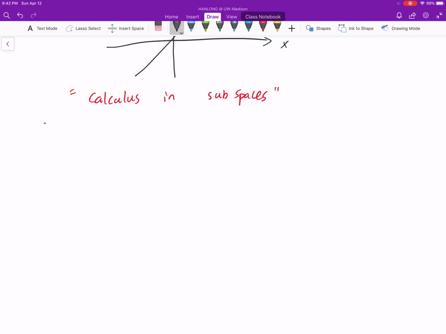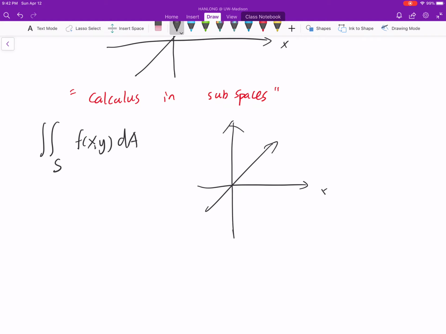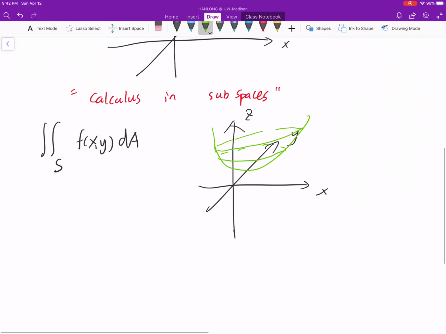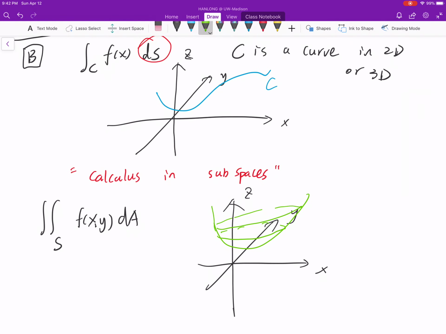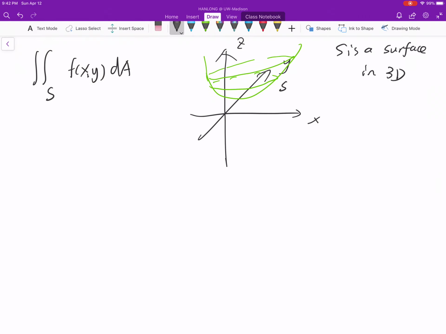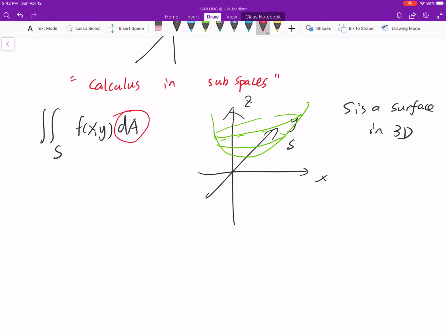Okay, a little bit more general, we can consider a surface in 3D. Suppose you have a surface in 3D, and you want to do calculus on the surface. So here, S is a surface in 3D. We want to do calculus on this surface. Here, the same question: we need to make sense of dA. Otherwise, you cannot do this integral.